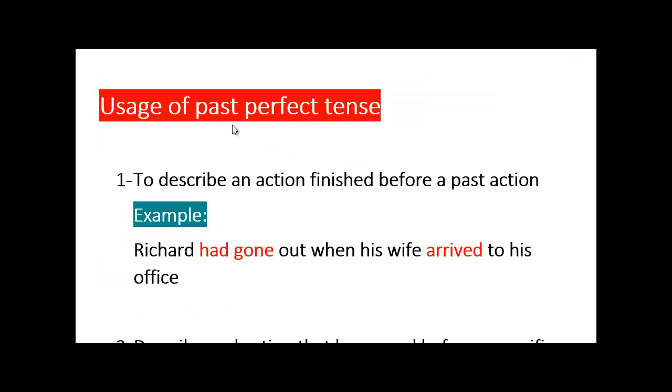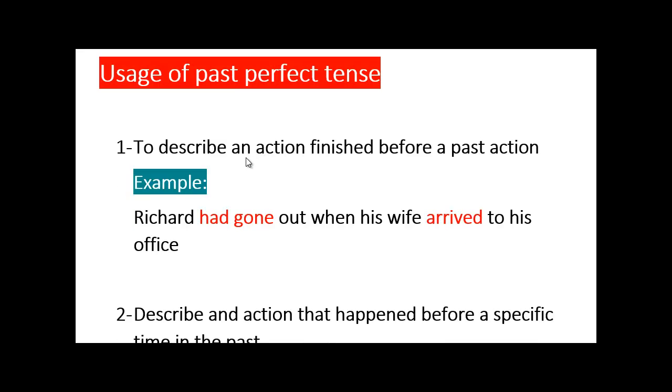Okay. How to use the past perfect? We've got a few conditions. First, to describe an action finished before a past action. So we have two actions here. Here's an example: Richard had gone out when his wife arrived at his office. So his wife arrived first, and then Richard had gone out, okay? No, not okay. What happened is Richard went out first, and then his wife arrived.